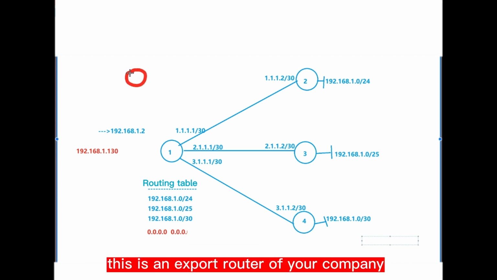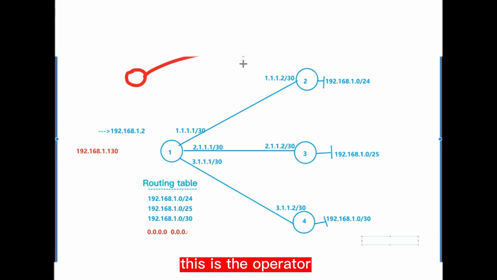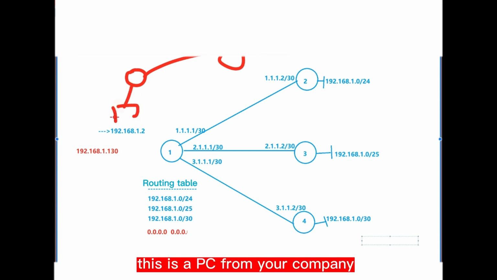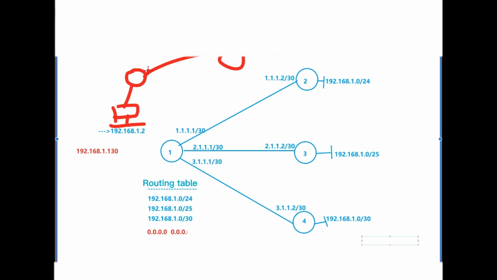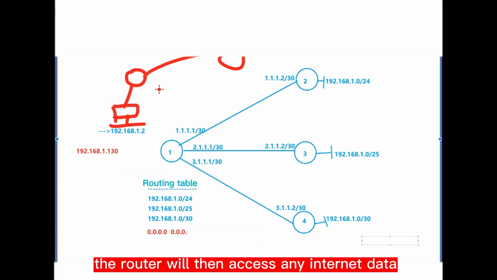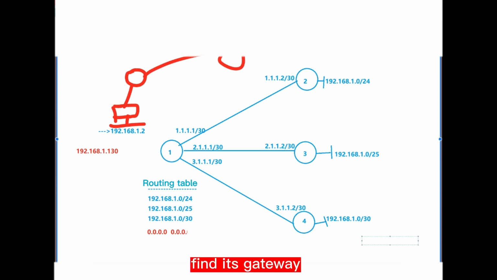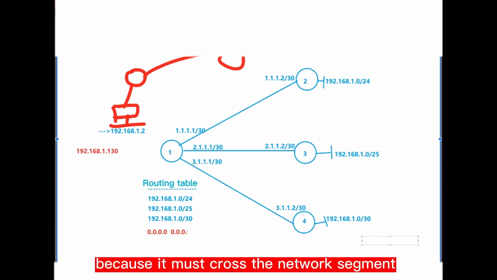This is an export router of your company. This is the operator. I won't draw the switch. This is a PC from your company. The router will then access any internet data. It will find its gateway, because it must cross the network segment.